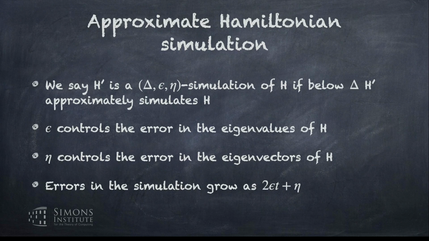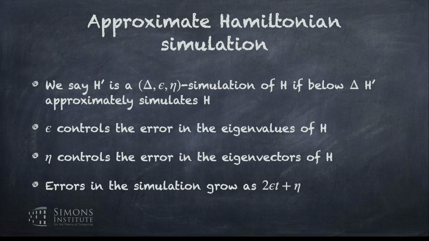And okay, what are these epsilon and eta parameters doing here? Broadly speaking, we can think of epsilon as being the error in the eigenvalues of the simulation, and eta as being the error in the eigenvectors of the simulation. This is a little bit hand-wavy. There is a more mathematically rigorous definition, but for our purposes, we can just think of these as being two errors that do affect the simulation for approximate simulations and affect different parts of the simulation.